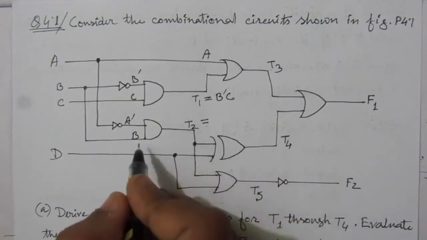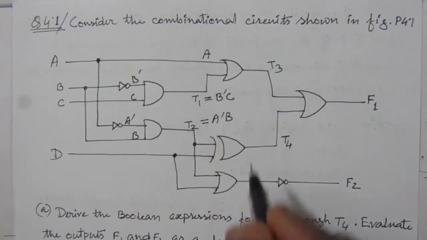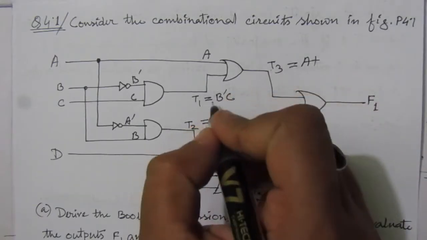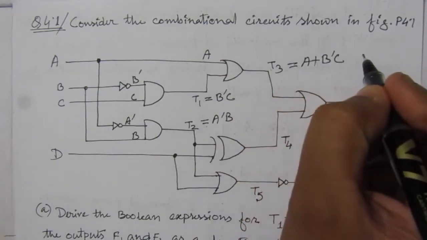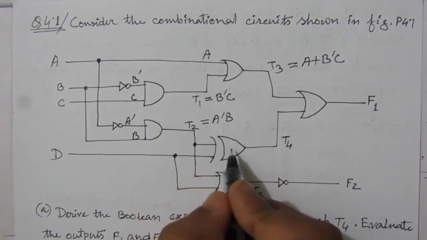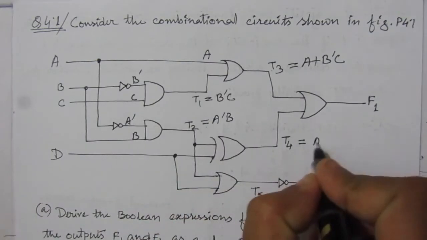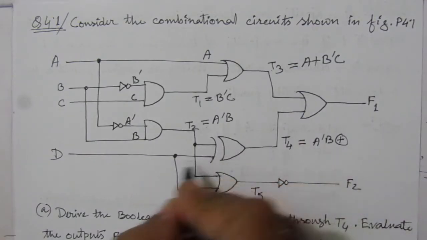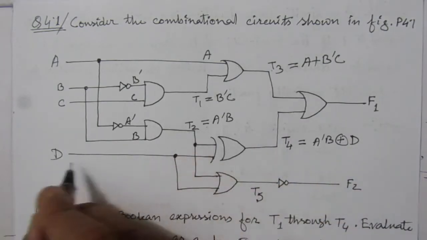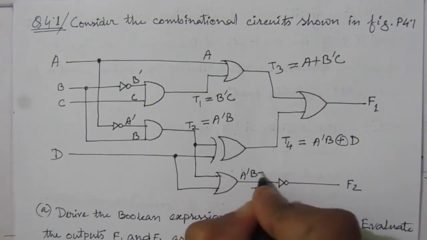T2 we find by multiplication of the inputs, so T2 will be A bar B. Then we have to find T3. T3 is the addition of these two, so T3 is equal to A plus this one, T1. T1 is B bar C. So we have got T3. For finding T4, we have to find this XOR operation. One input is A bar B and another input is D, so T4 is A bar B XOR D. And T5 is the OR operation between T2 and D, so T5 is equal to A bar B plus D.